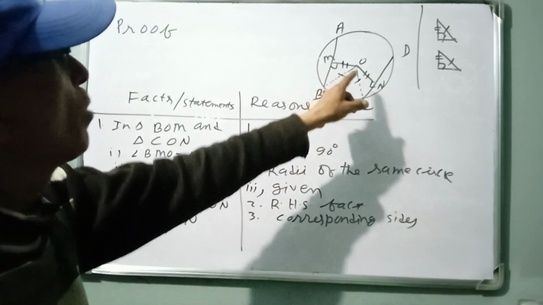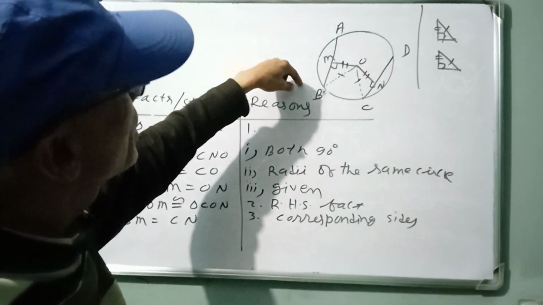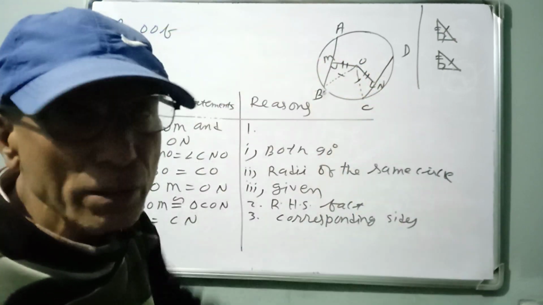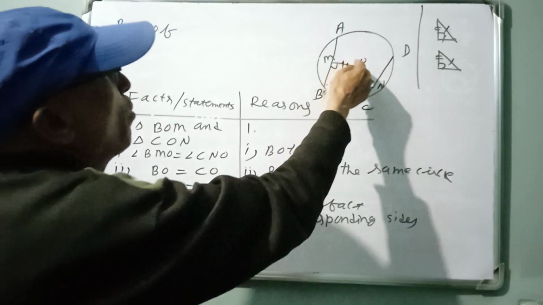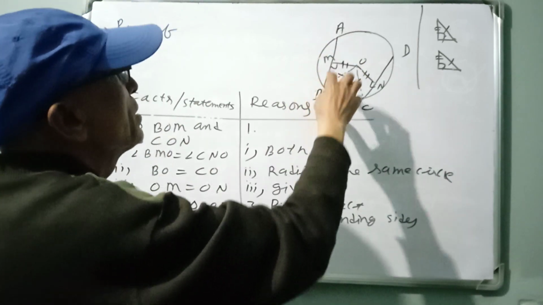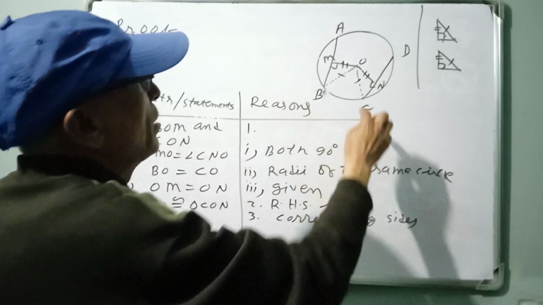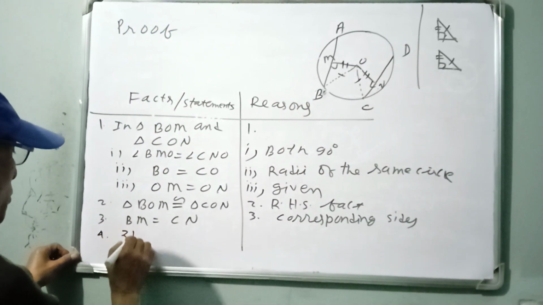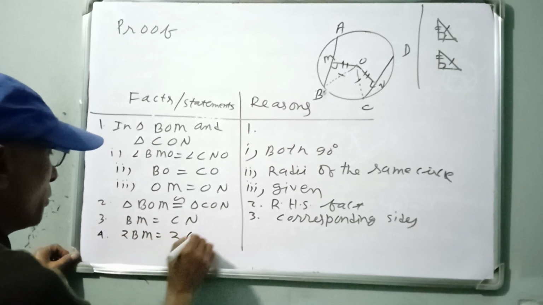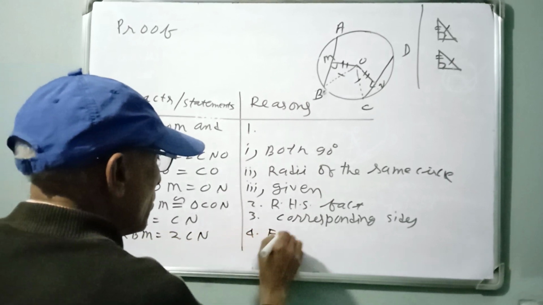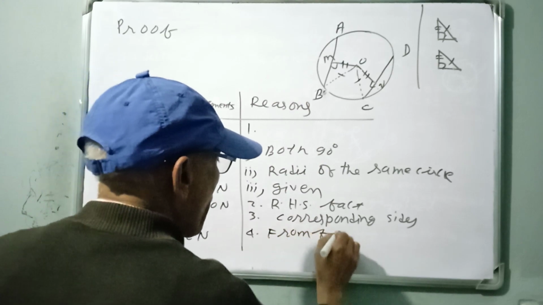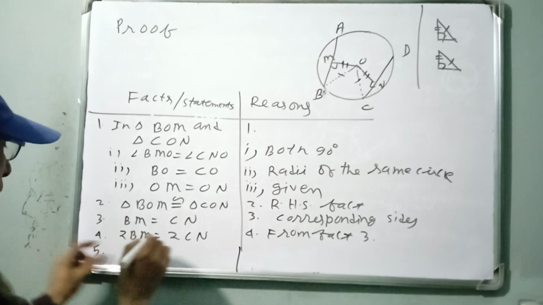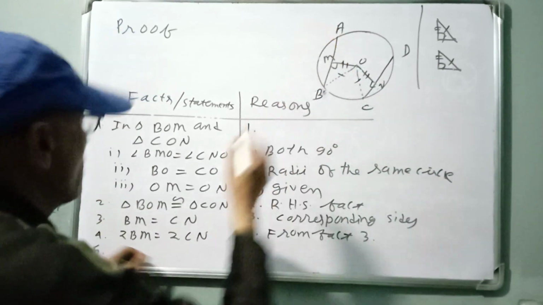OM is perpendicular to AB, ON is perpendicular to CD. OM bisects AB. It means BM equals AM, CN equals DN. It means multiply by 2: 2BM equals 2CN. From fact 3, multiplying by 2, twice BM is AB.